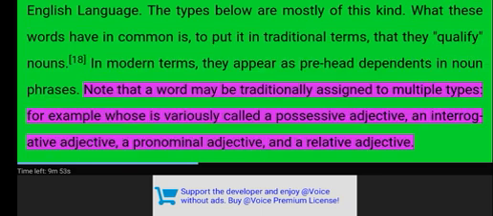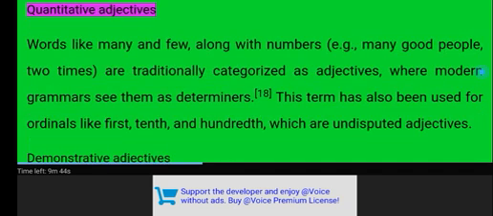Note that a word may be traditionally assigned to multiple types. For example, whose is variously called a possessive adjective, an interrogative adjective, a pronominal adjective, and a relative adjective. Quantitative adjectives. Words like many and few, along with numbers, e.g., many good people, 2 times, are traditionally categorized as adjectives, where modern grammars see them as determiners. 18. This term has also been used for ordinals like first, tenth, and hundredth, which are undisputed adjectives.